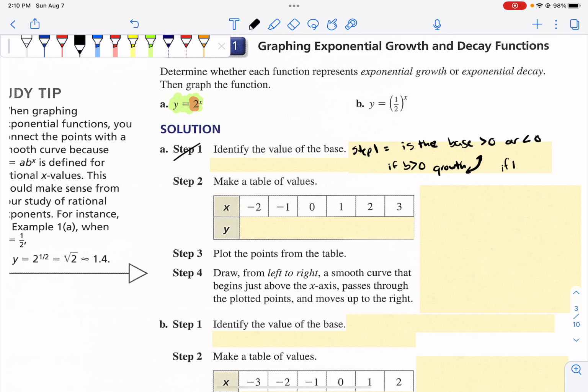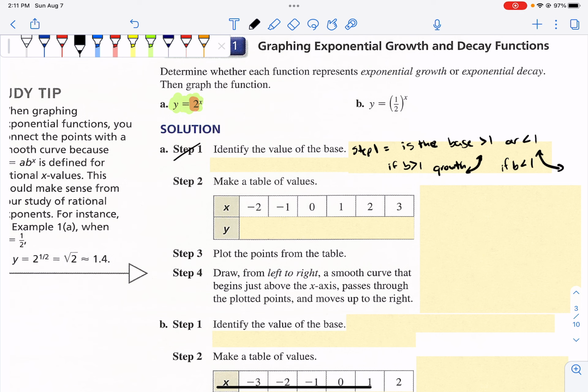If b is less than, not 0, what am I doing? If b is greater than 1, bad math, Mr. Reed. Is the base greater than 1 or less than 1? If b is greater than 1, then it's growth. If b is less than 1, then it's our decay function. Okay, sorry, I'm getting ahead of myself and I'm using the wrong values.